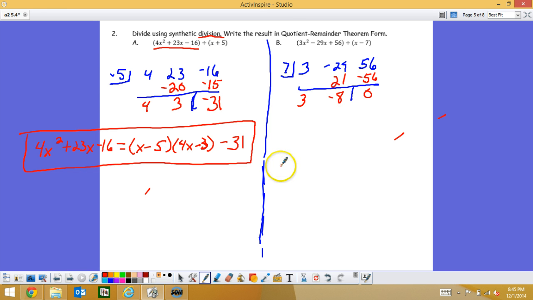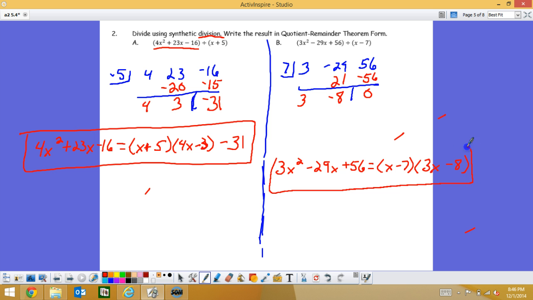So to write this in quotient remainder theorem form, 3x squared minus 29x plus 56 is equal to our divisor, which is x minus 7. Ooh, that was plus 5 back here. Better change that. x minus 7 times our quotient, 3x minus 8, plus our remainder, which there isn't one.